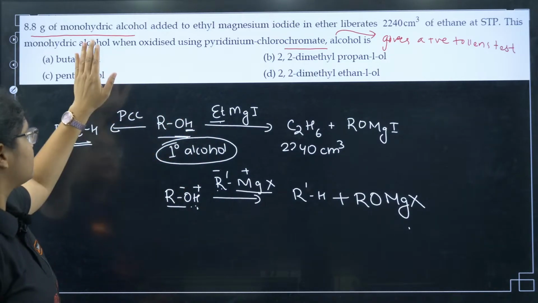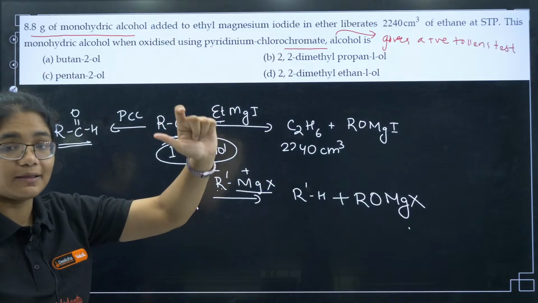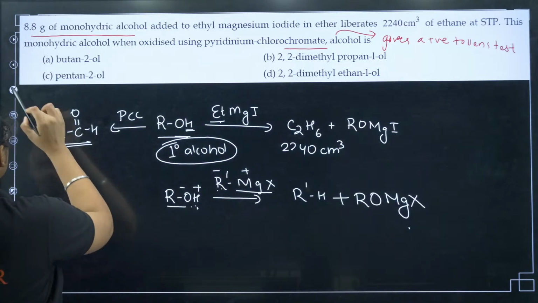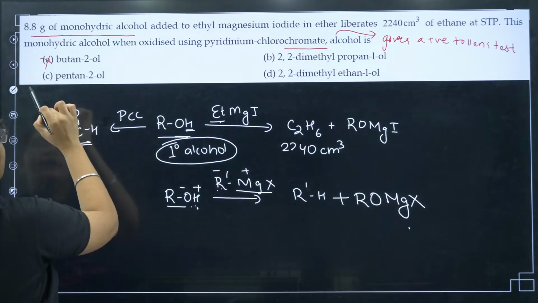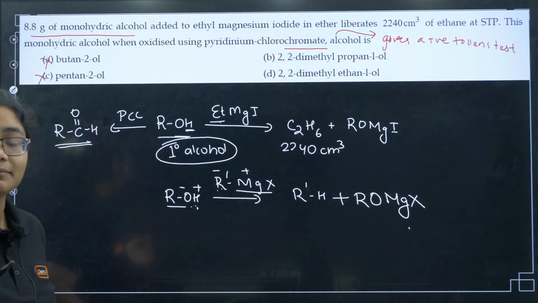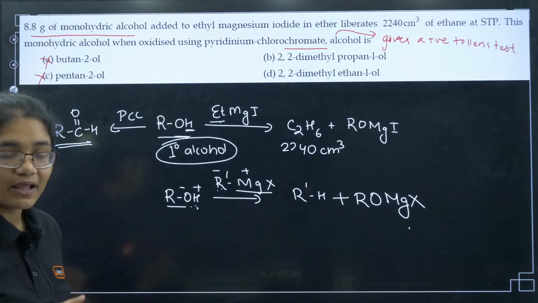So I can see which options I need to have a primary alcohol for this one. So I can eliminate option A and option C, because these are secondary alcohols. I hope this is clear.